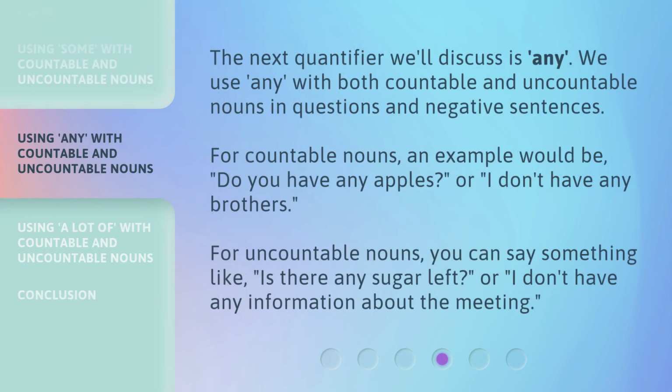The next quantifier we'll discuss is any. We use any with both countable and uncountable nouns in questions and negative sentences. For countable nouns, an example would be, do you have any apples? Or, I don't have any brothers. For uncountable nouns, you can say something like, is there any sugar left? Or, I don't have any information about the meeting.